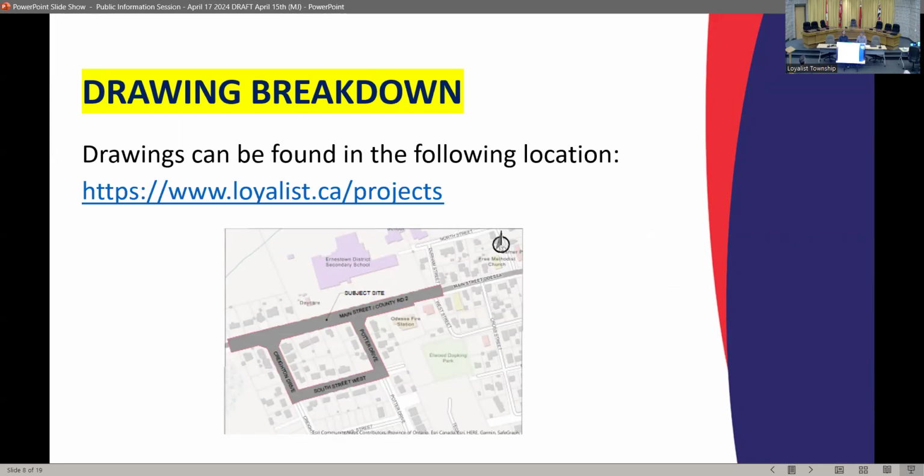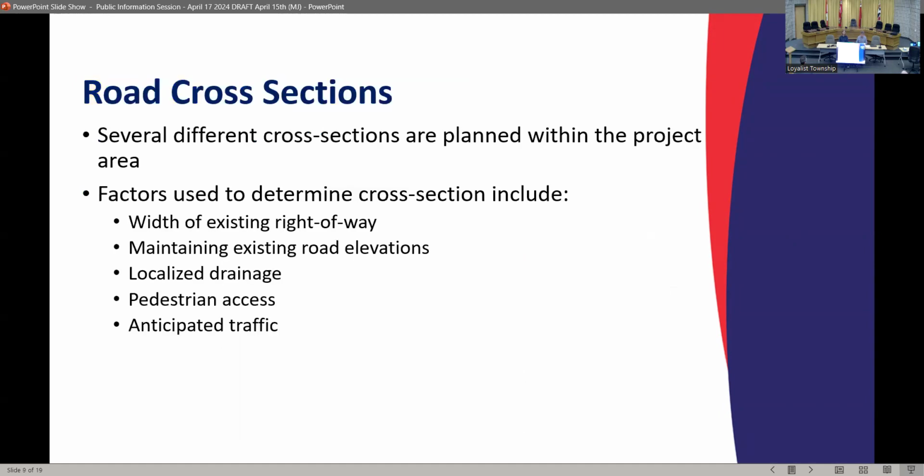There's an extensive list of drawings that can be found. The link is there, and it's also going to be posted on the Township project page. Drawings are very hard to review in the presentation, so we won't be doing that, but essentially all the drawings that are here for the in-person information session are available online, and you can go and take a look at them at a time that's convenient. Next slide, please.